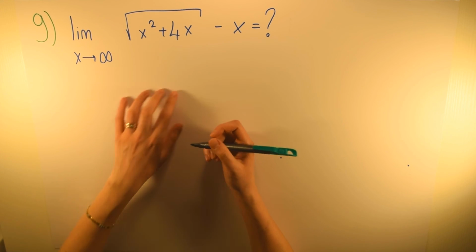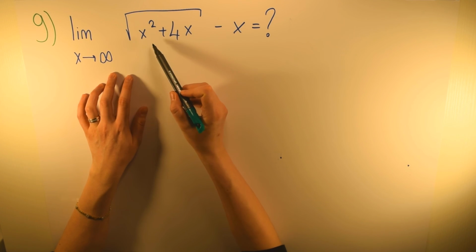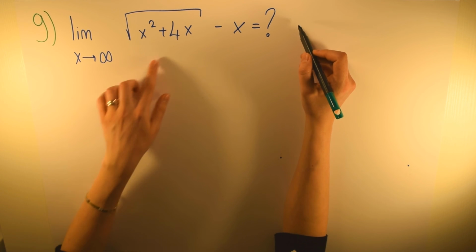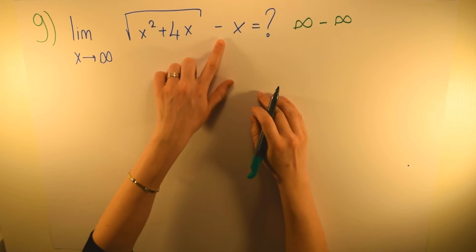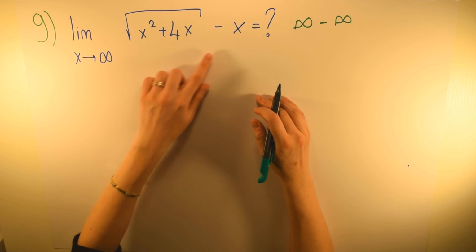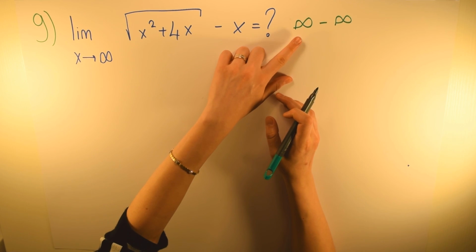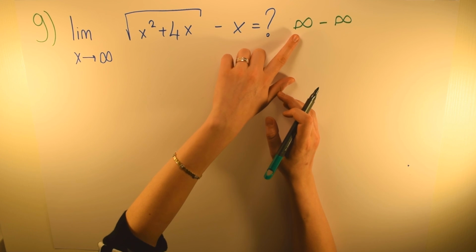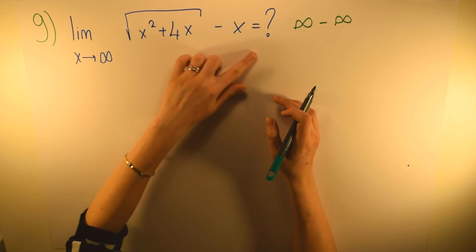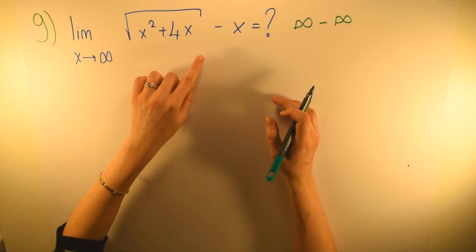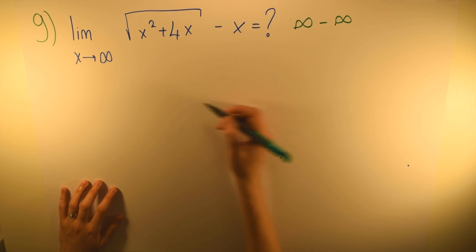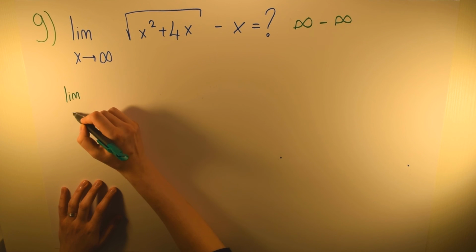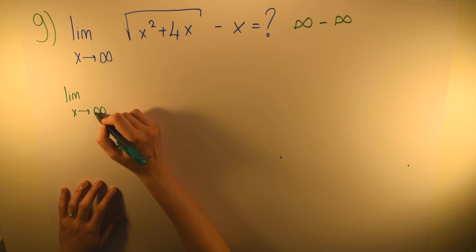So when I put infinity instead of x here, I will get infinity minus infinity. What I should remember is when we have this form of indeterminate, and also we have roots, when we have these two together, we will multiply and divide by its conjugate, right? So let's do that. So limit as x approaches infinity.